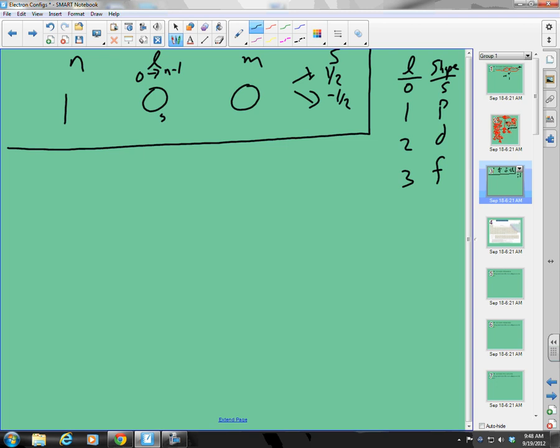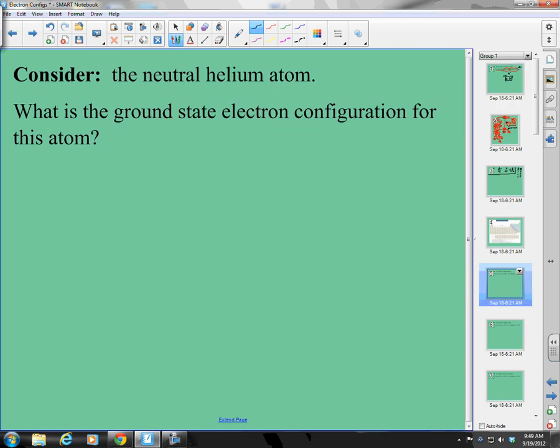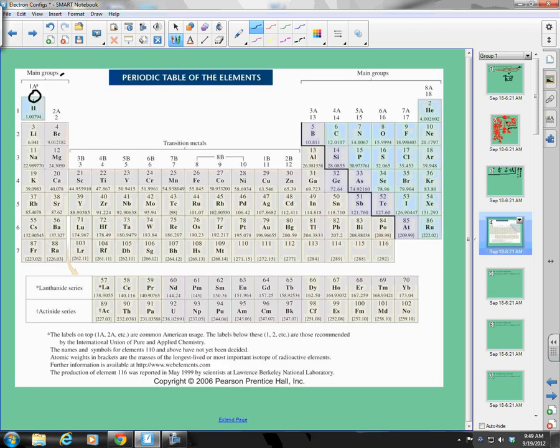Good. All right, I think we can answer our question now. I go where? I go to the 1s, and how many electrons do I place there? 1, and so my electron configuration for hydrogen is 1s1. Moving on, consider the neutral helium atom. Okay, helium. Where's helium? Here's helium. How many electrons does it have? Well, it has 2 protons, so when it's neutral, it has 2 electrons.